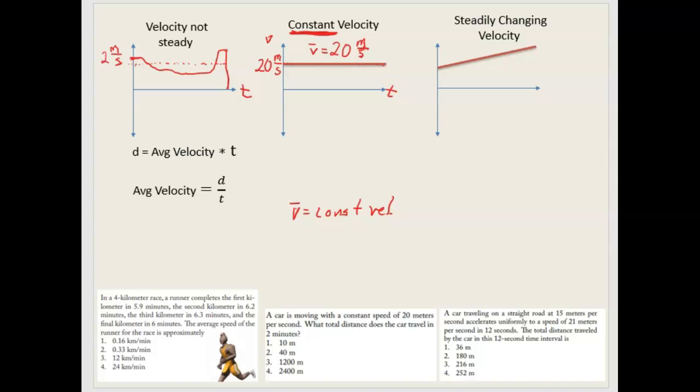Let's do an example. We're going to do this one down here. A car is moving with a constant speed of 20 meters per second. So we're talking speed.